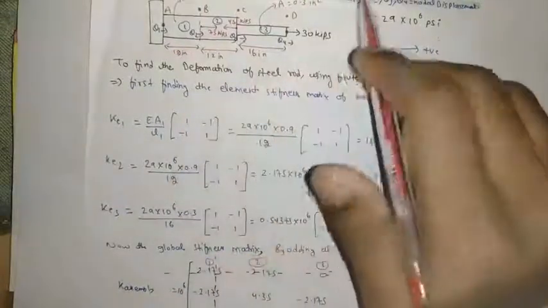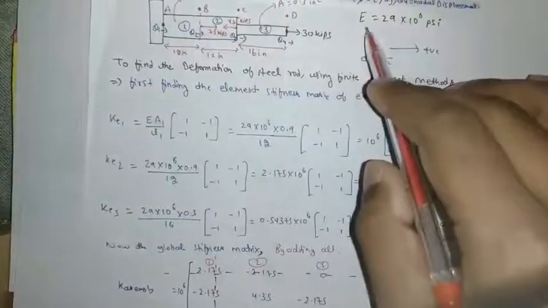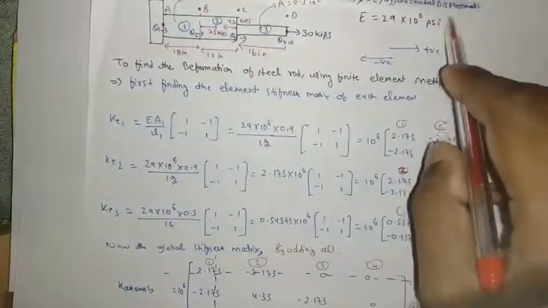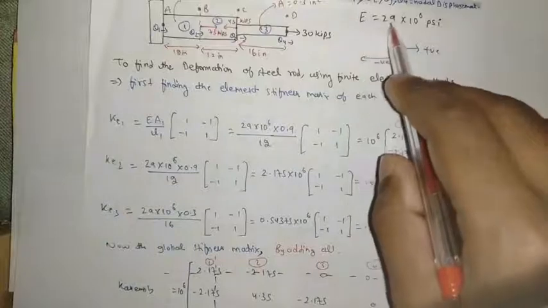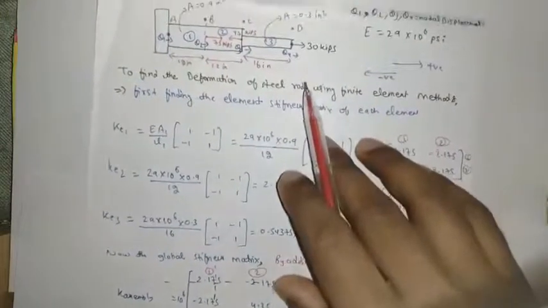So how should we do that? We introduce Q1, Q2, Q3, Q4 as the nodal displacements, and the forces act on the right-hand side. Young's modulus E is 29 times 10 to the 6 psi. This is a material property. Now how can we find the total deformation using the finite element method?